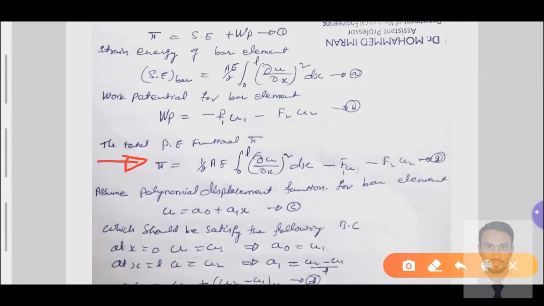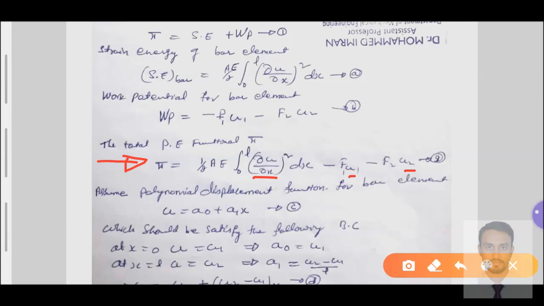We need to identify the unknowns and then find the required characteristics of the given bar element. The unknowns are dou u by dou x, u1 and u2. Don't worry about how we will get the stiffness matrix yet. First we need to bring these equations in terms of the bar characteristics.